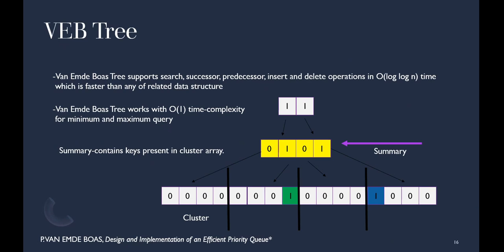For the VEB tree technique, we just go briefly, as for me it's complex to understand. The VEB tree supports search, successor, predecessor, insert, and delete operations in O(log log u) time, which is faster than any related data structure. The VEB tree works with linear time complexity for minimum and maximum queries.